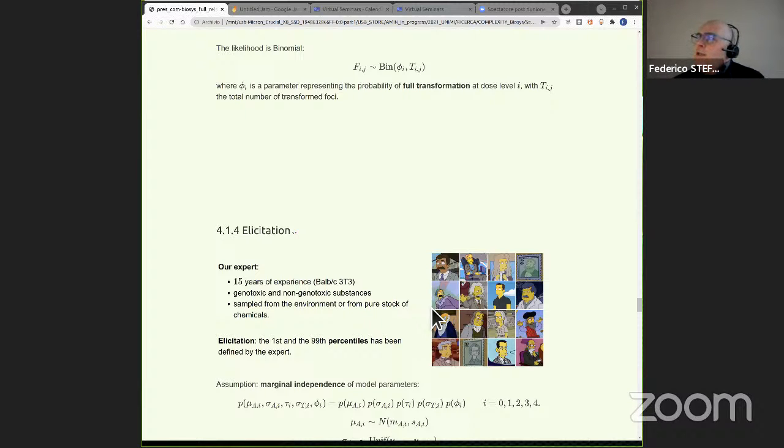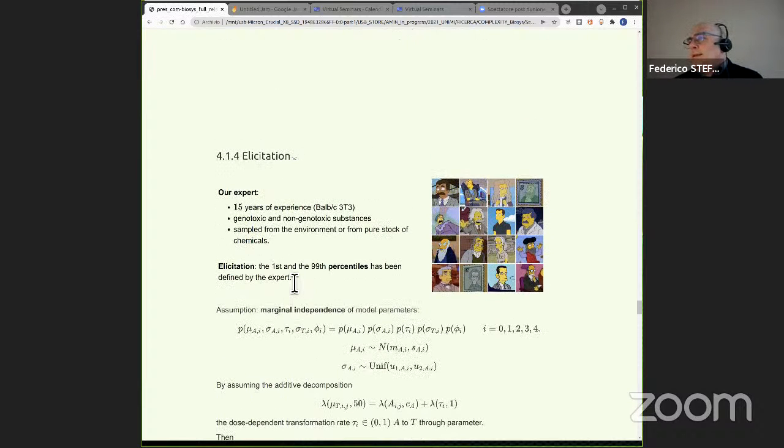It's time for elicitation. For the elicitation, we are Bayesian, and well, our expert is not one of the Simpson scientists shown here on the right, and I can't disclose gender or name, but I can say that our expert has 15 years of experience in BALB/c 3T3 tests of genotoxic and non-genotoxic substances, either sampled from the environment or from pure stock of chemicals. So the expert is trustable, and this is the answer I gave to a reviewer of our paper.